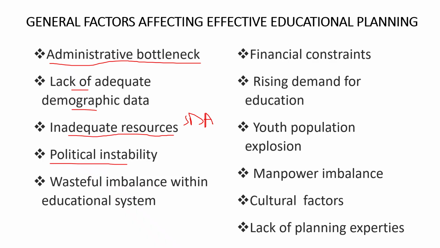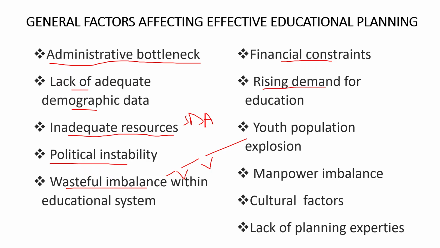But also there's wastage imbalance within the educational system. There's no clear match between primary graduates, secondary graduates, and university graduates. Sometimes one of the sectors might be producing more than the other, and therefore mostly we don't achieve the goal because there's no uniformity in graduation from one level to another. Therefore, there's a wastage imbalance within the education system. There's also the financial constraint. Finance as another resource poses limitations in educational planning.